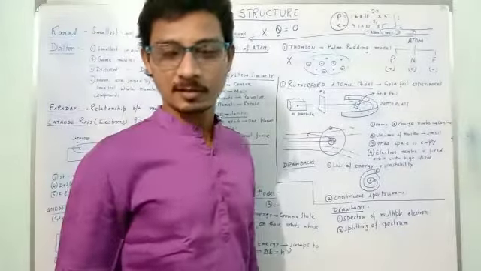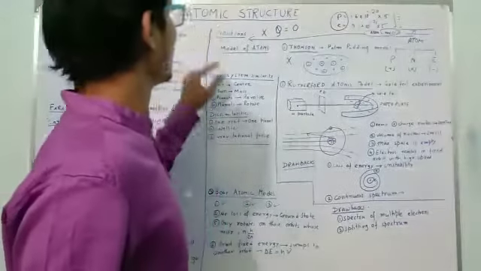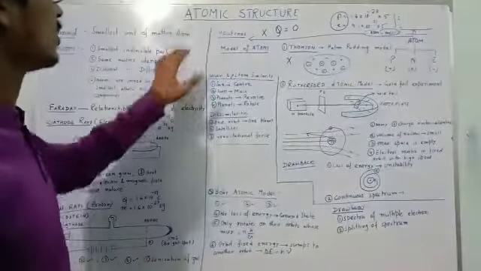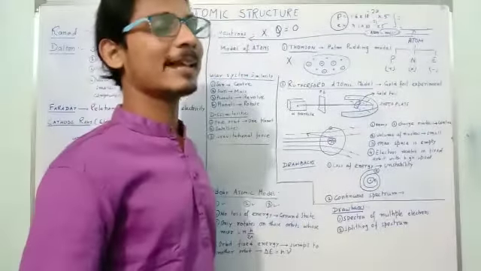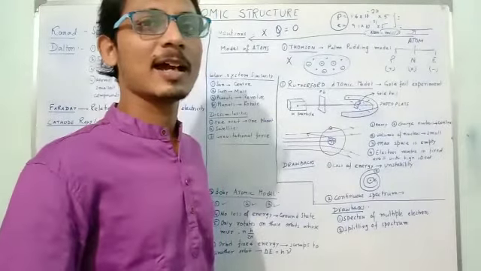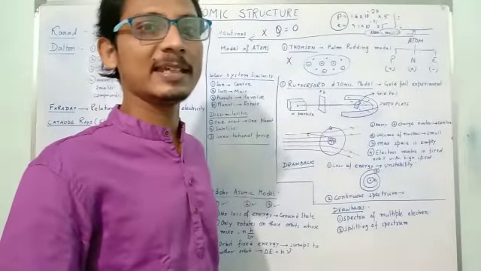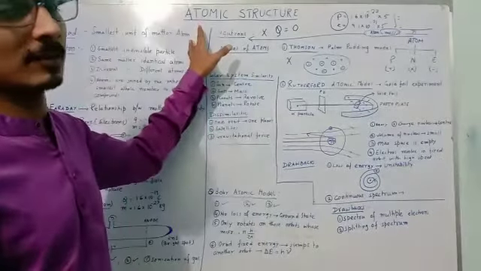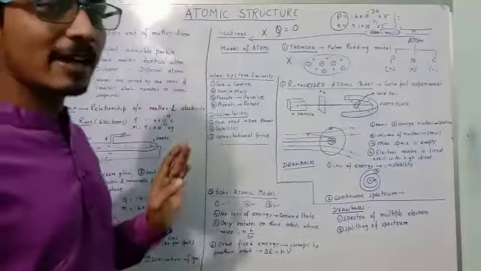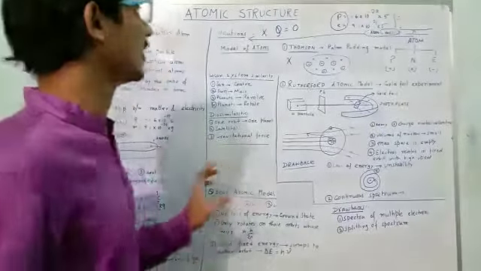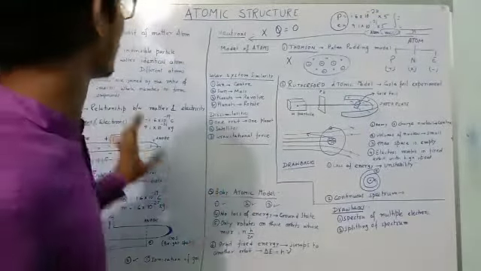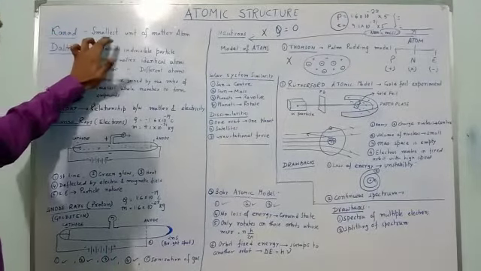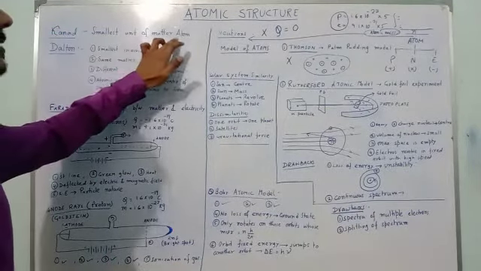Hello students, today our topic of discussion is atomic structure. So as you all know, the smallest particle of any matter or substance is called an atom. The concept of atom was first given by an Indian philosopher called Kanad. He proposed that the smallest unit of matter is called atom.